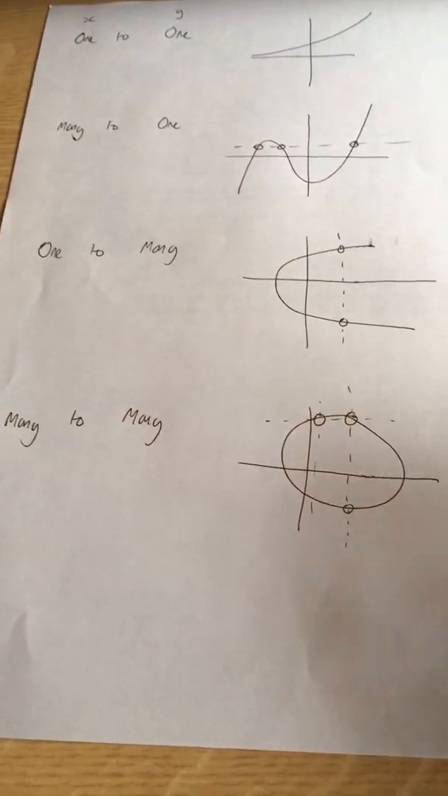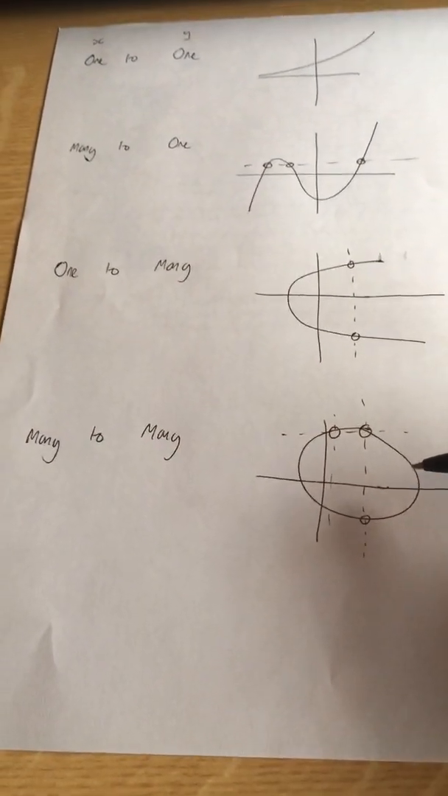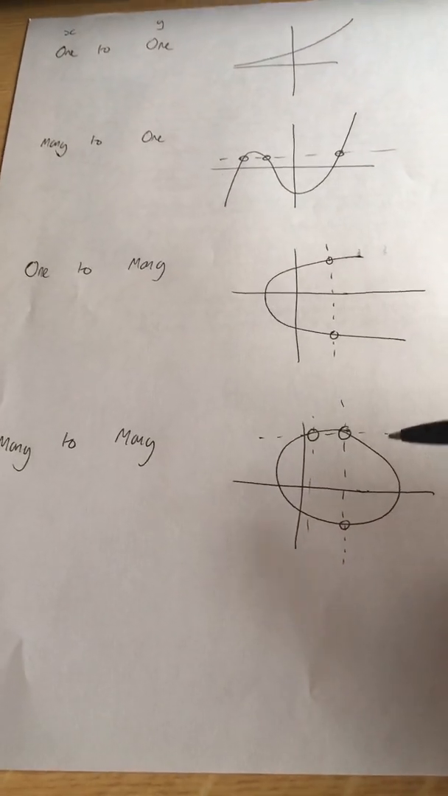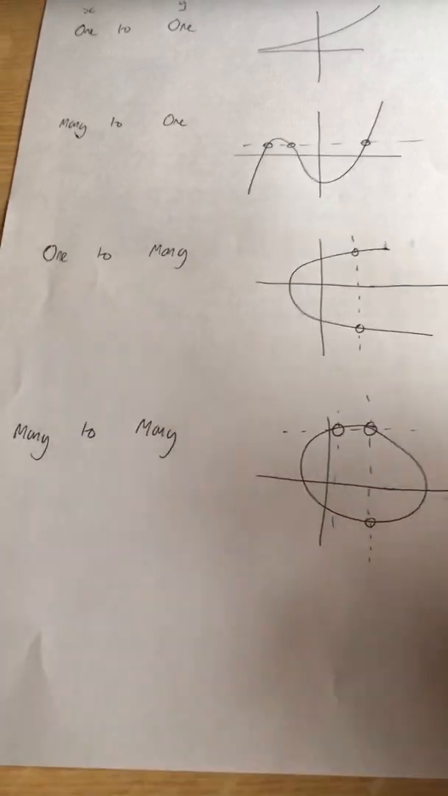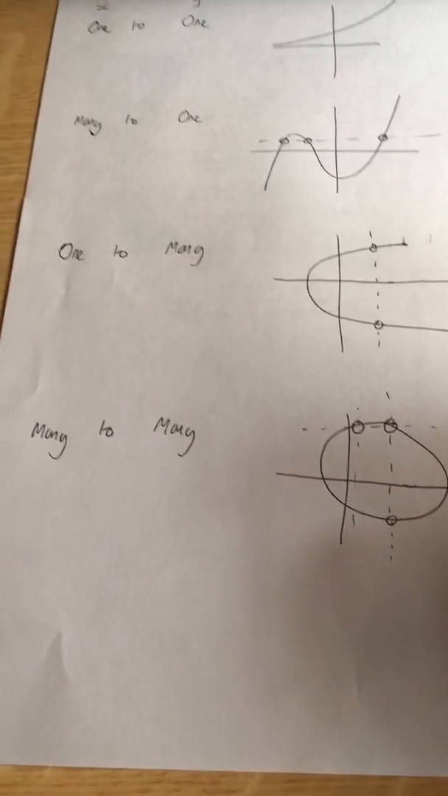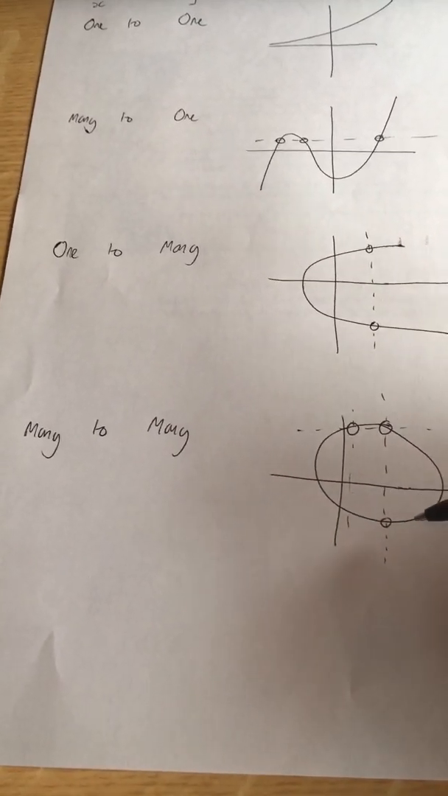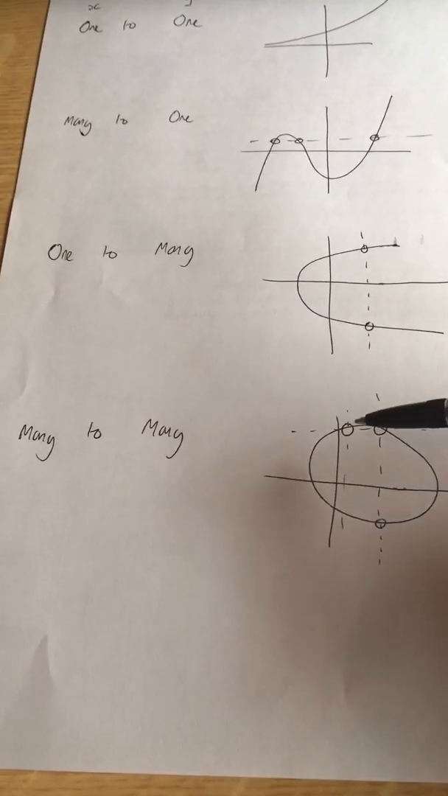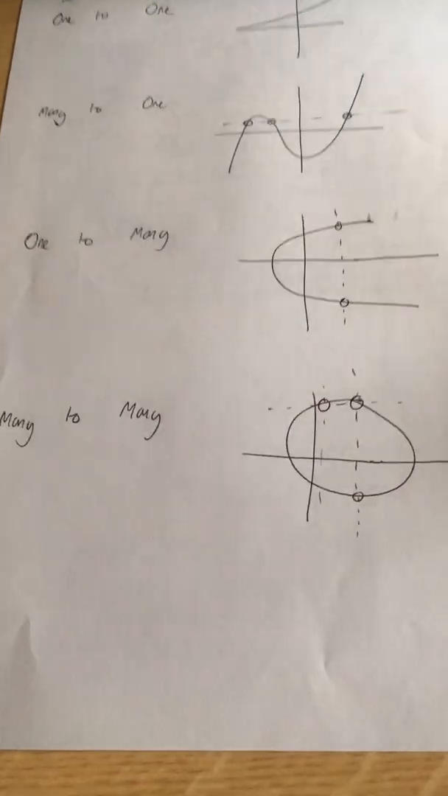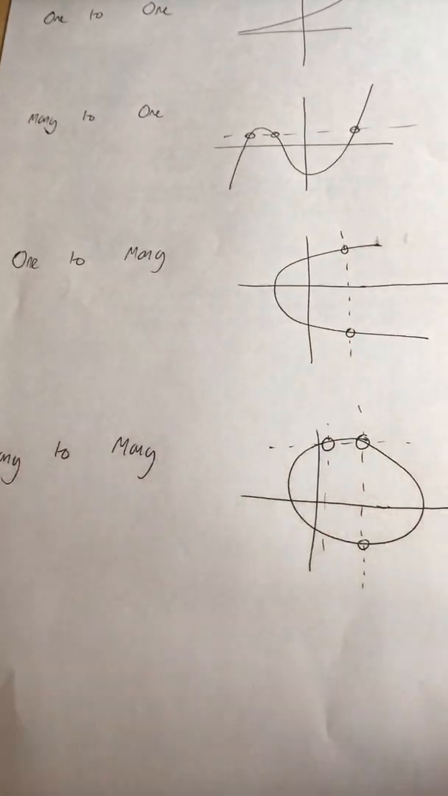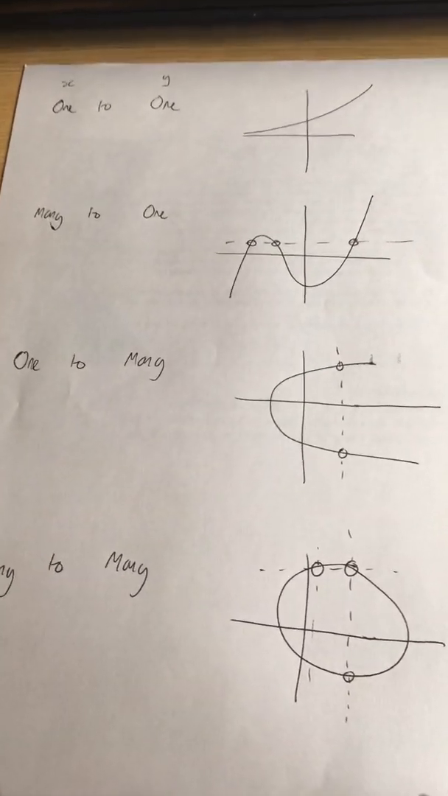And finally, we end up with something like a many-to-many. That would be something like a circle, for example, parabolas, anything like that, sort of circle or an ellipse, something like that. Because what we have is two x values going to a y value, and then also 2 y values for a single x value. So that would be a many-to-many. So those are the 4 types of functions we see.